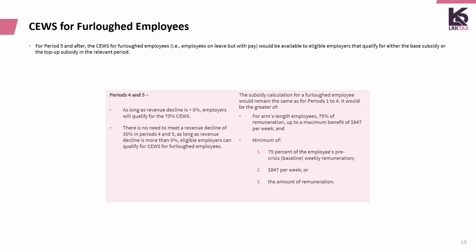When you're calculating the furlough employee wage subsidy, it's going to be the same as periods 1 to 4. You have the arm's length employee test, and you have a minimum test here as well. So nothing really changes. I'm not going to go too much in depth into that.